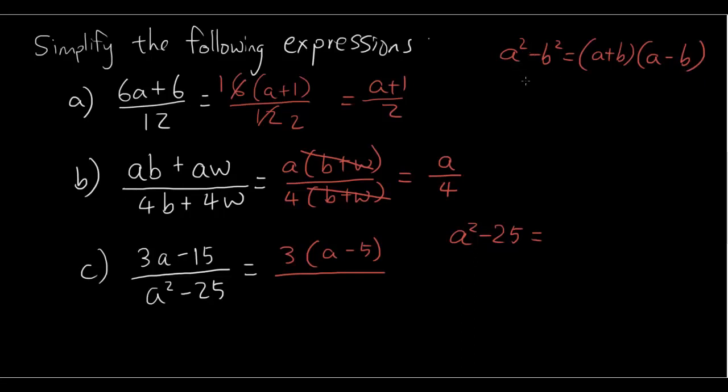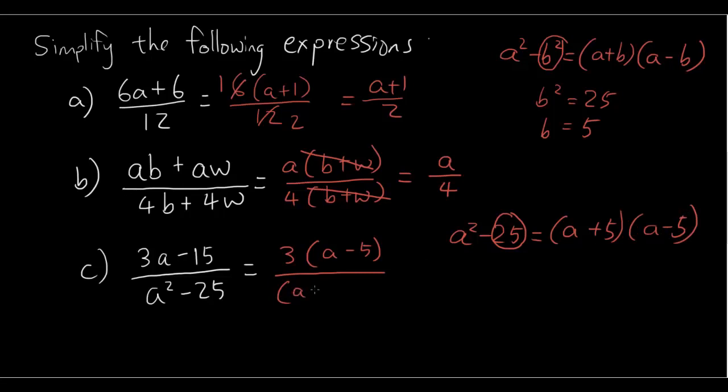So applying that to this, we can pretend 25 is b squared. So if b squared is 25, b must be 5. Applying this equation to factorize this expression, we can rewrite it as a plus 5, a minus 5. So that's what we're going to write at the bottom, a plus 5, a minus 5. You can see both the top and the bottom have a minus 5, so we can cross them out. Cancel down to 1, so we're left with 3 over a plus 5. And that's done.